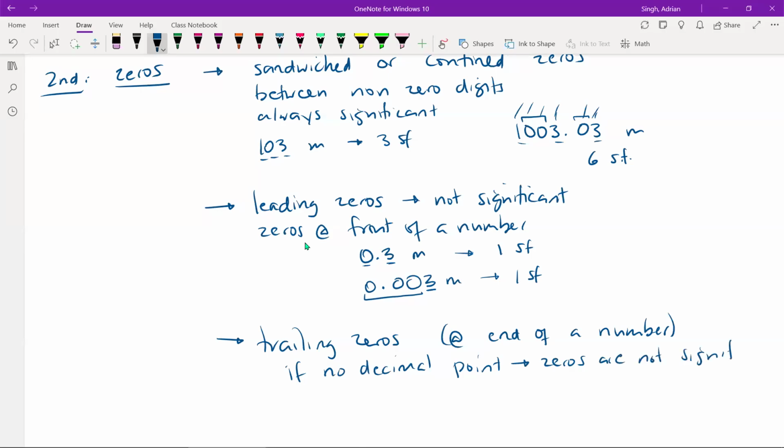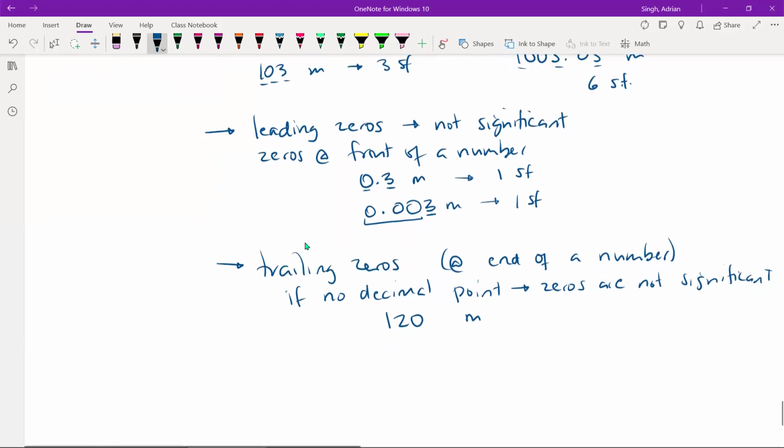And I'll explain why this is here. So for example, if you have 120 meters, what we're saying is that the instrument we're using is allowing us to estimate to the tens place. That's as far as we can go with our particular instrument. Then we're saying that this is going to have 2 significant figures.